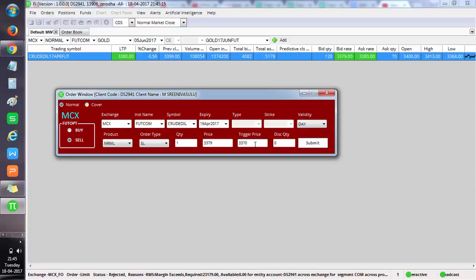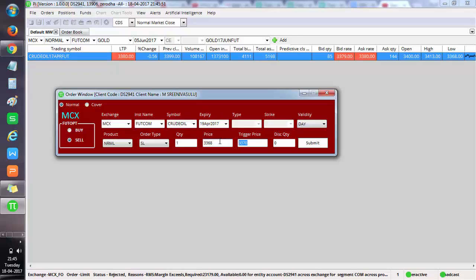What happens in an SL order, or a stop loss limit order, is that as and when the trigger price of 3370 is reached, whatever you put in as a price, say it has to be always lesser than the trigger price. So let's say I'm putting a price of 3368. As and when the trigger price of 3370 is reached, the system will send a limit order to the exchange. A limit order at 3368 will be sent to the exchange.